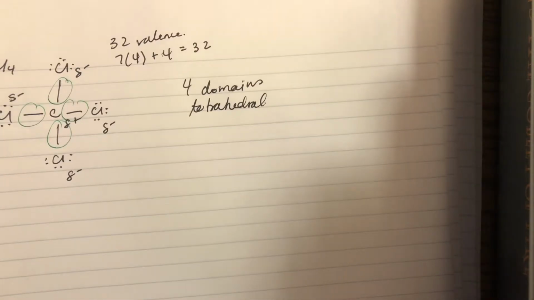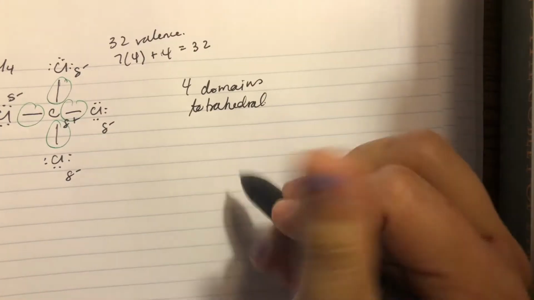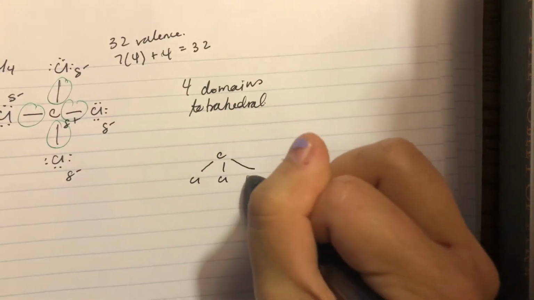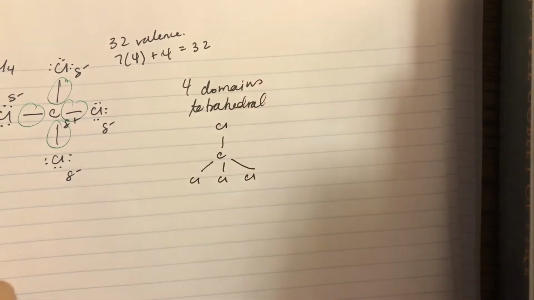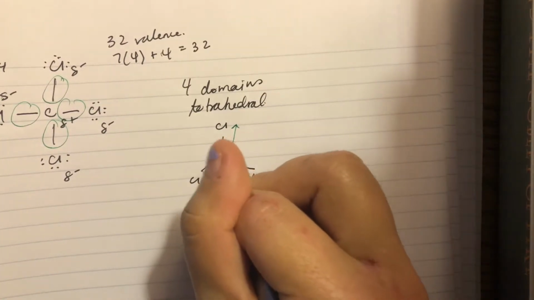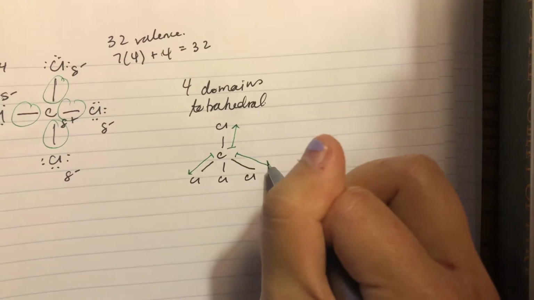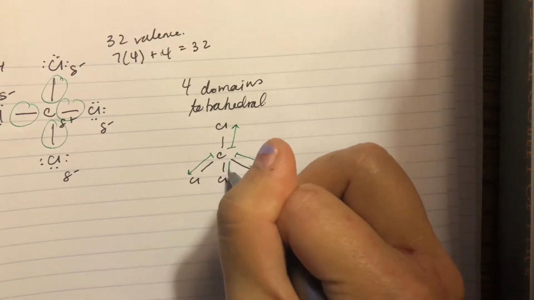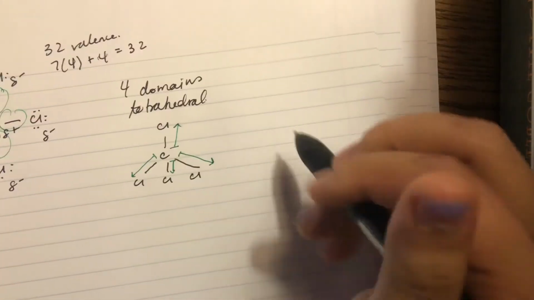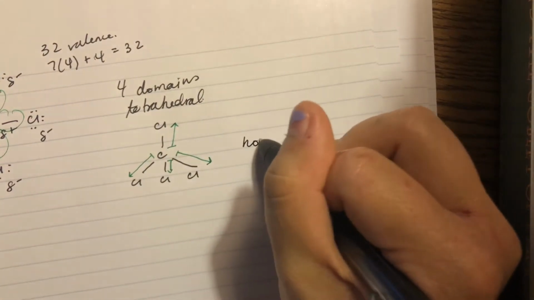And then we're going to draw the bond dipoles. And so we have one that goes up, these that go out, and this one that goes into the paper, but we're going to draw it going out. And so all of the dipoles cancel, which makes this nonpolar.